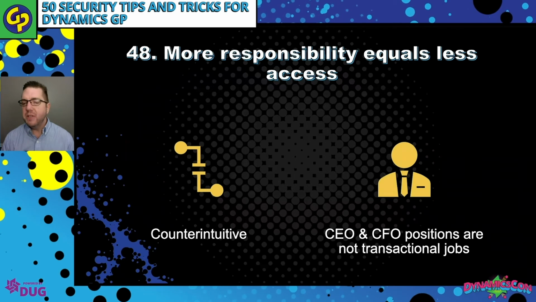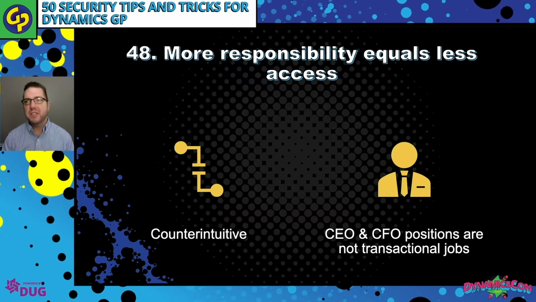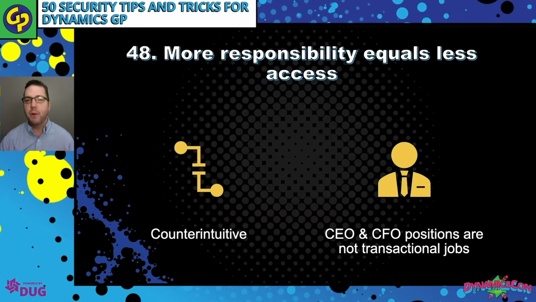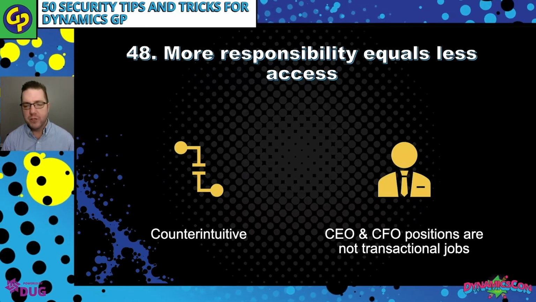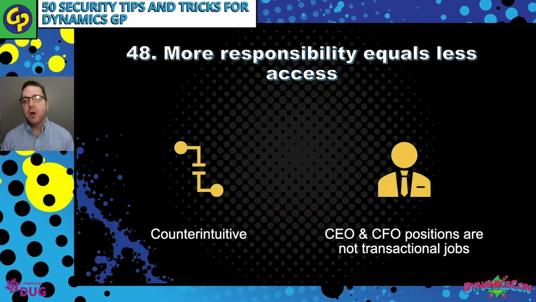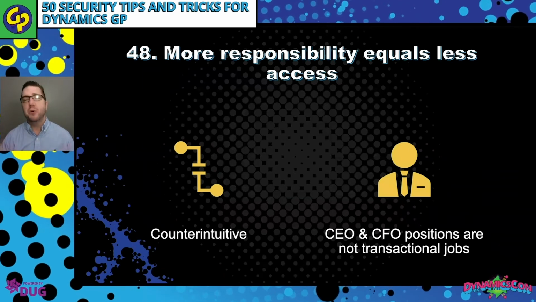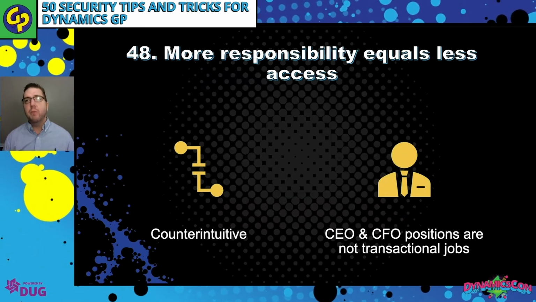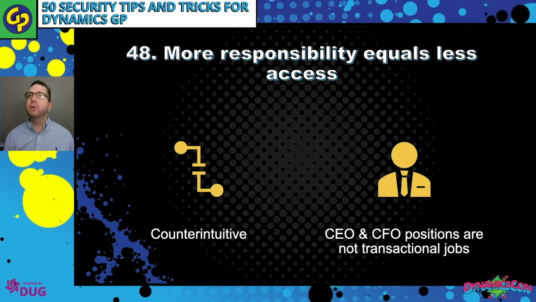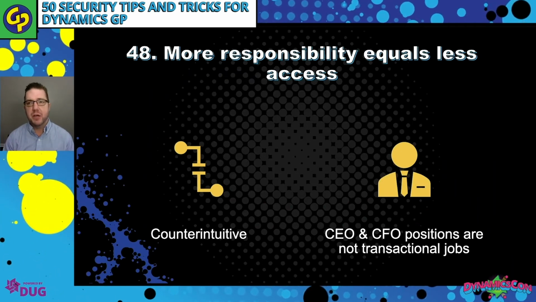But CEO and CFO jobs are not transactional jobs. We talked about this in some other areas, but especially these two jobs. No one hires a CEO for their ability to key journal entries. No, they have way other responsibilities. So in most cases, CEOs and CFOs should have read-only access to anything they want. They really should not have any access to make changes in a system. And I would be a little concerned if a CFO wants to make significant changes.